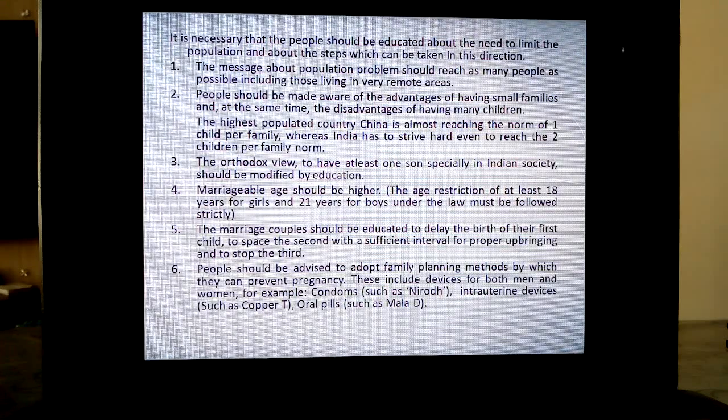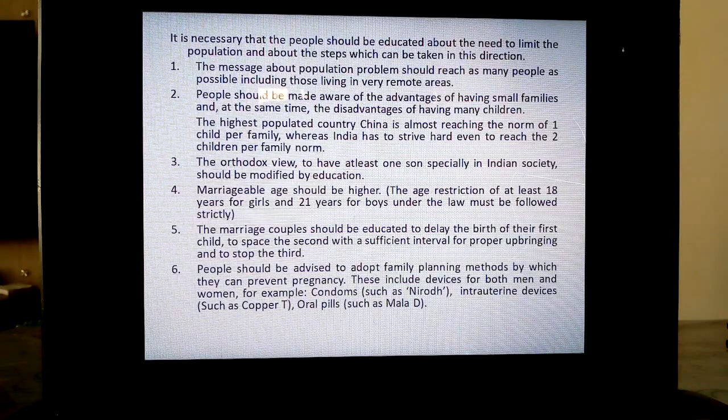People should be made aware of the advantages of living in small families and at the same time the disadvantages of having many children. The highest populated country, China, is almost reaching the norm of one child per family, whereas India has to strive hard even to reach the 2 children per family norm. That is the norm in China, but we are still struggling to reach the 2 children norm.